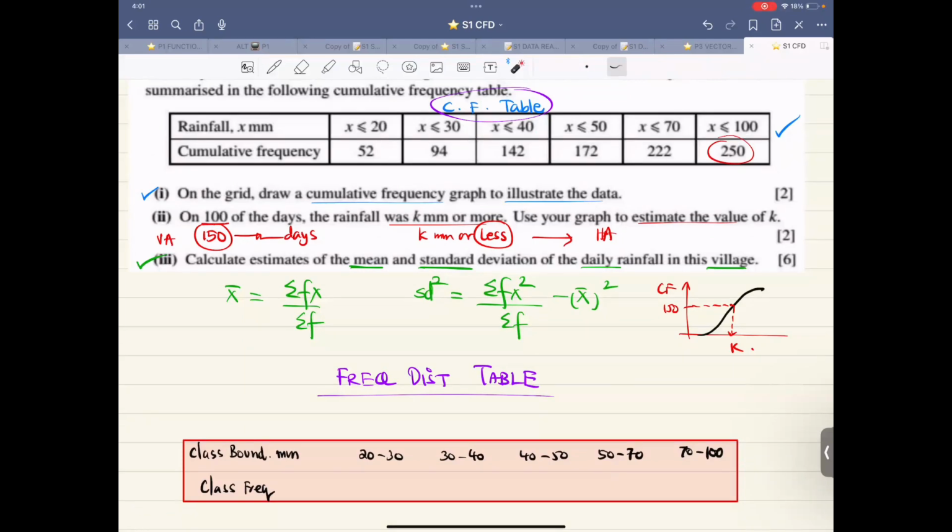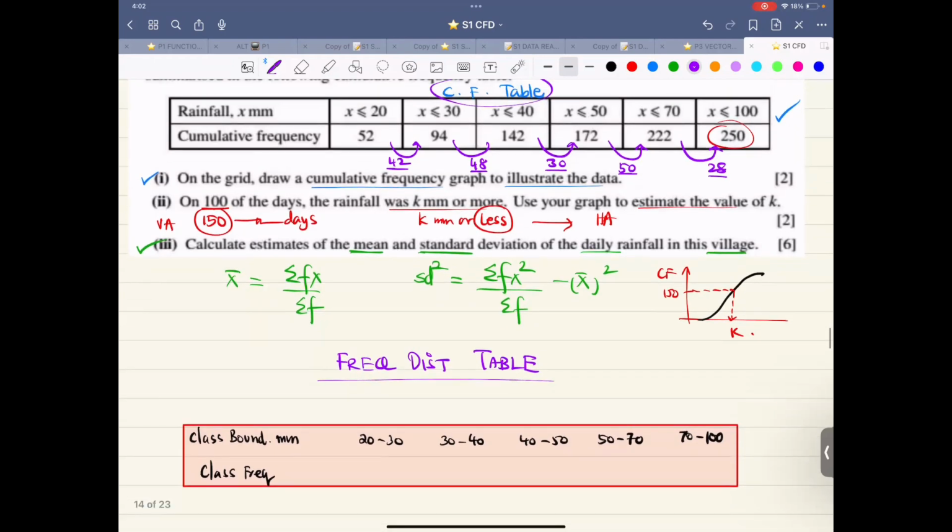So now let me grab a calculator, so that I don't make any mistakes. 52 and 94, this difference is how much? So the difference between 52 and 94, 94 minus 52, this is 42. Let me fill this up. And over here, 142 and 94, this is 48. And 142 and 172, that is obvious, which is 30. 172 and 222, that is 50. 222 and 250, that is 28. So these are the differences that we see: 42, 48, 30, 50, and 28.